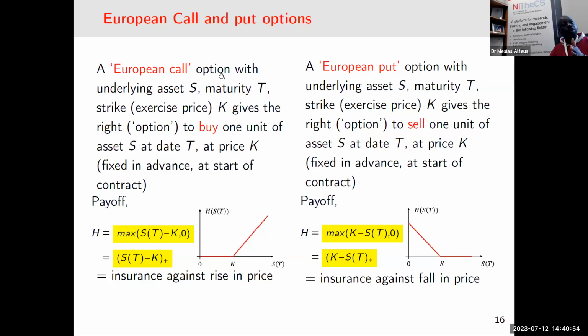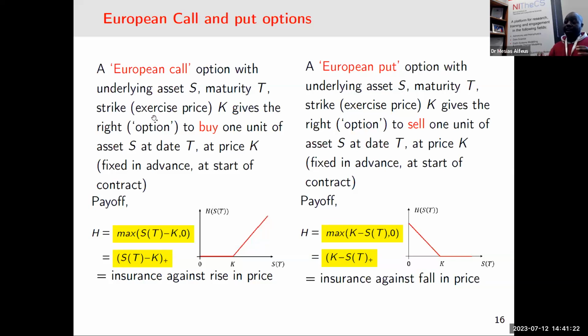A European call option with underlying asset S, maturity T and strike K gives you the right to buy one unit of the asset at a particular time in the future, capital T, at a price K. But now the difference between a call and the forward contract that we discussed is that this only gives you the right.